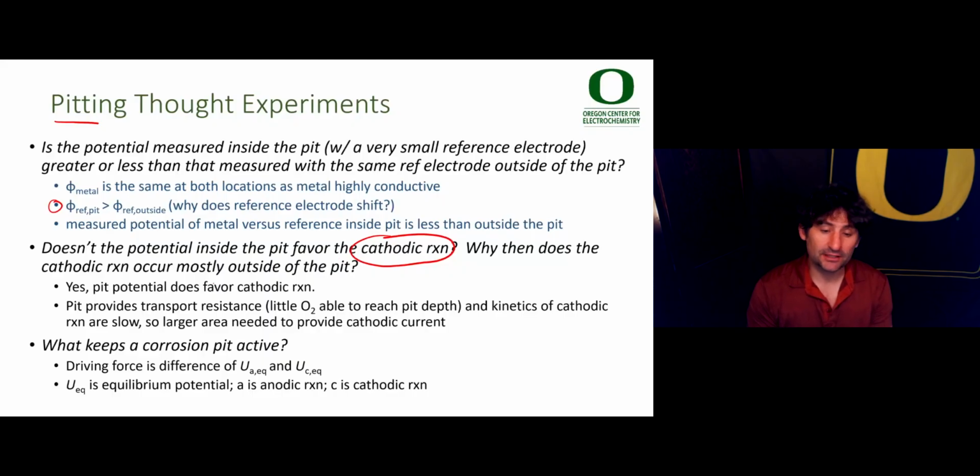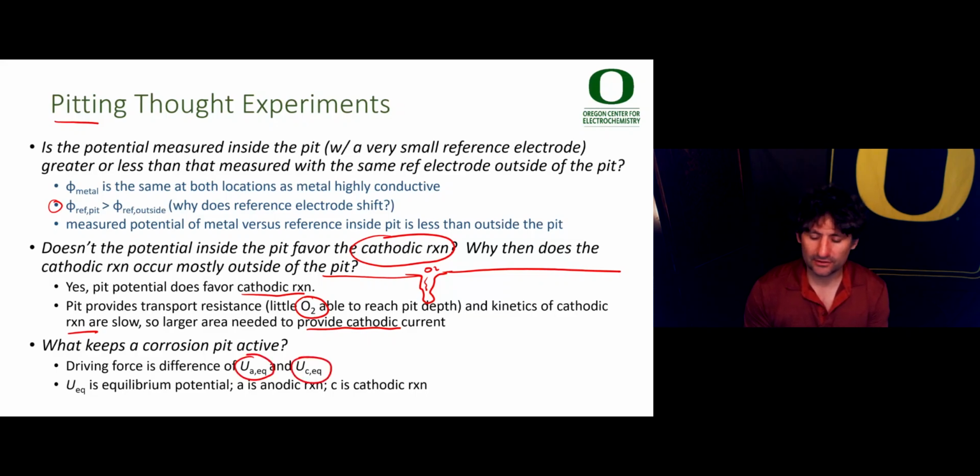Well, yes, the pit potential does favor the cathodic reaction by a little bit, depending on how much current is flowing. But very little O2 is really able to reach into that pit, especially when it gets deep. So you get a very large transport resistance to getting that oxygen in there. And the kinetics of the cathode reaction are slow, so the larger area of your overall metal surface is going to be better at driving that cathodic reaction. Then, what keeps the corrosion in a pit active? Well, it's the same driving force that's inherent in driving the reaction, the difference between the equilibrium potentials of the anode and cathode. So the cathode would be oxygen, for example, and the anode the corrosion of, in this case, iron.